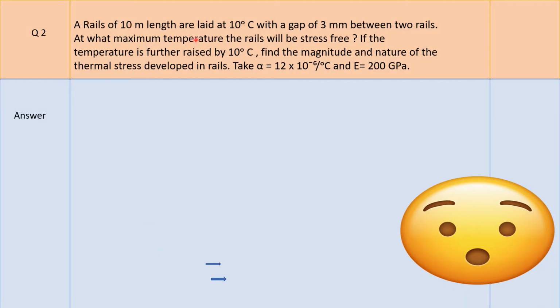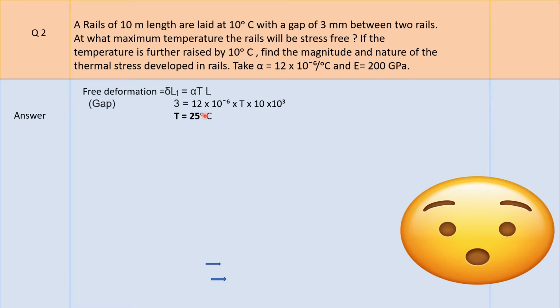Rails of 10-meter length are laid at 10 degrees Celsius with a gap of 3 mm between two rails. At what maximum temperature will the rails be stress free? If the temperature is further raised by 10 degrees Celsius, find the magnitude and nature of thermal stress developed in the rails. Take alpha equal to 12 into 10 raised to minus 6 per degree Celsius and E equal to 200 GPa.